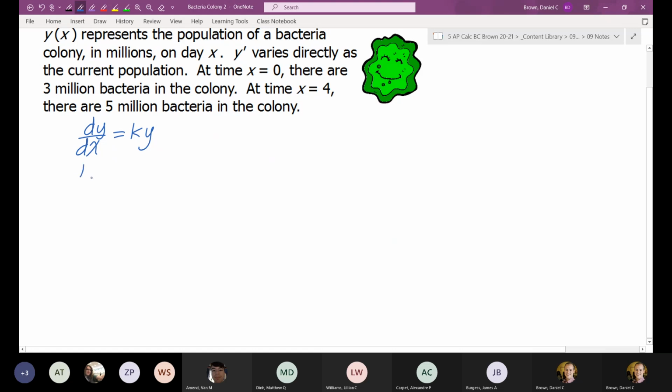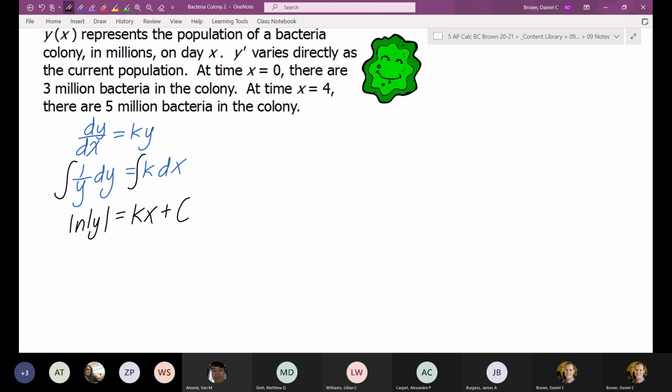Separate the variables. I have 1 over y dy is equal to k dx. Take the integral of both sides. That's the natural log of the absolute value of y, which is equal to kx plus c. Some things we can notice. Do I technically need to have the absolute value on the y for this particular problem? No, we're not going to have negative bacteria, and that's going to be true for a lot of the word problems. It's going to be positive no matter what.